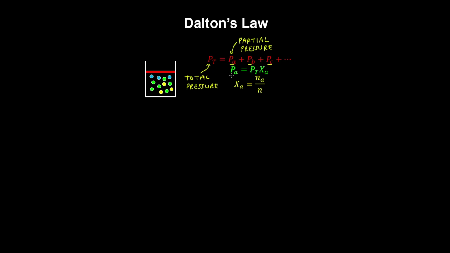And the partial pressure of one of the gases is equal to the total pressure multiplied by the mole fraction. So here we have the mole fraction of gas A, where the mole fraction is the number of moles of one of the gases over the total number of moles in the mixture. And this will become more clear when we cover an example.